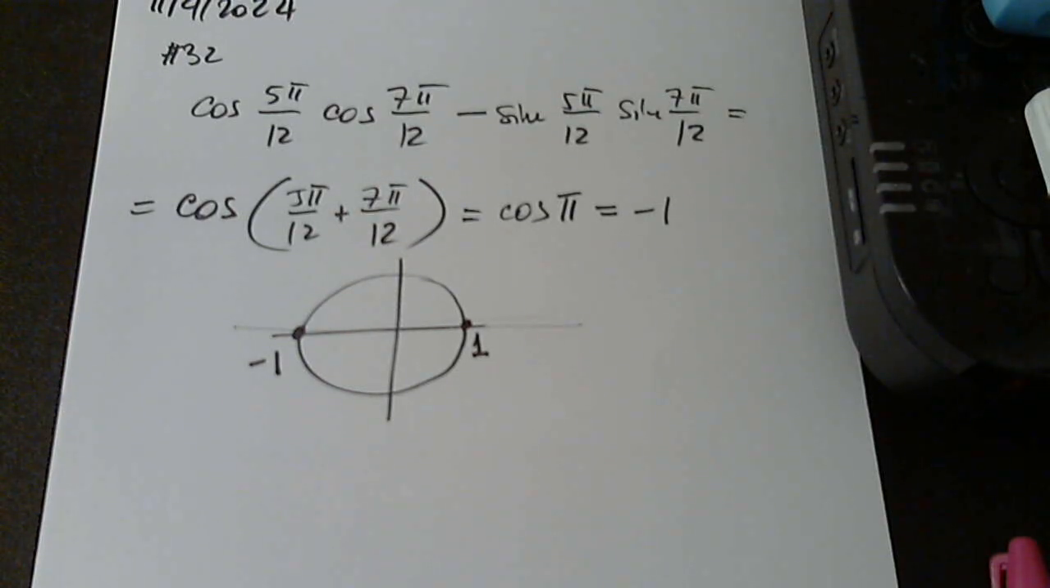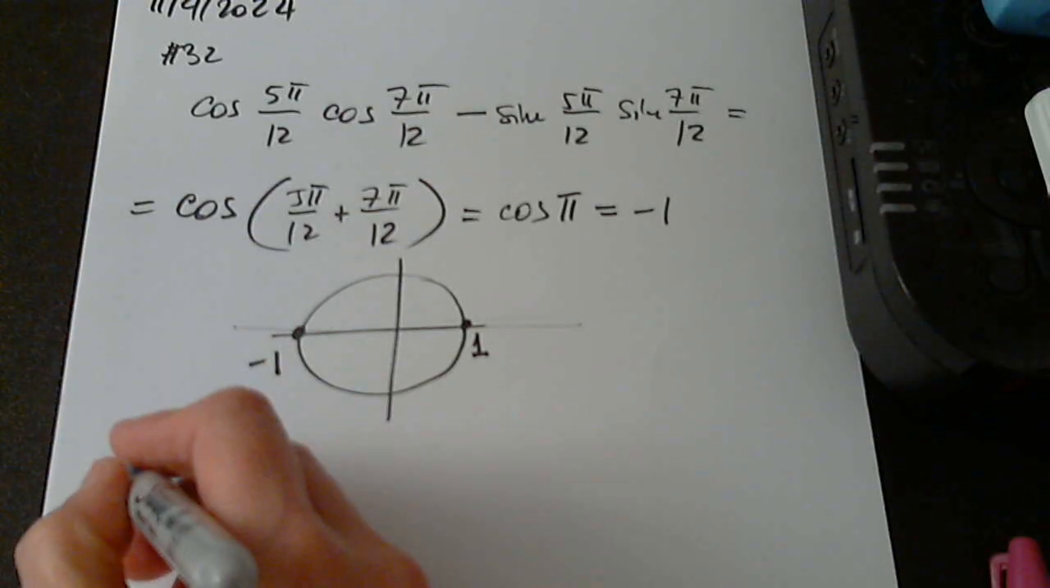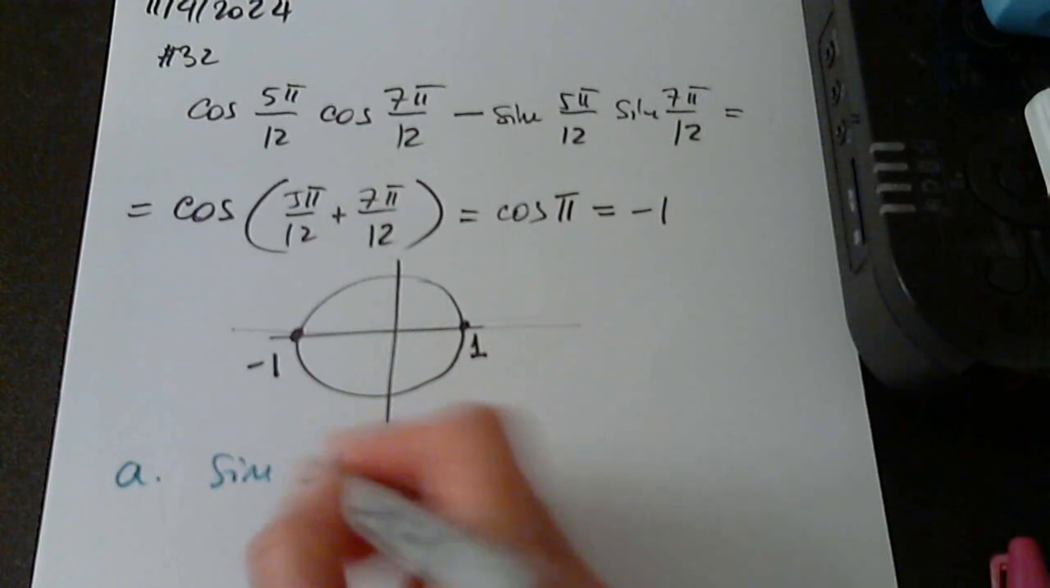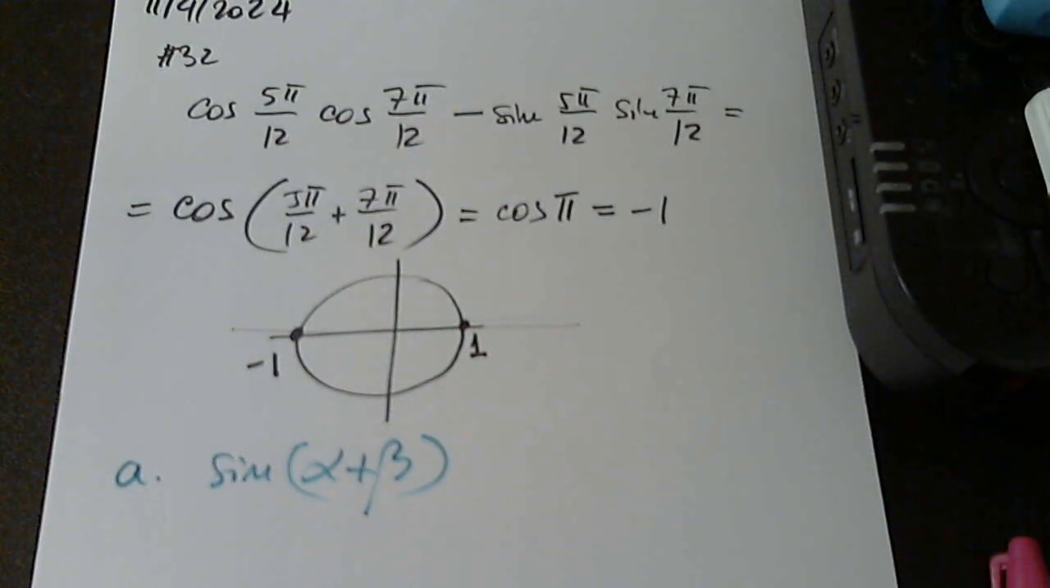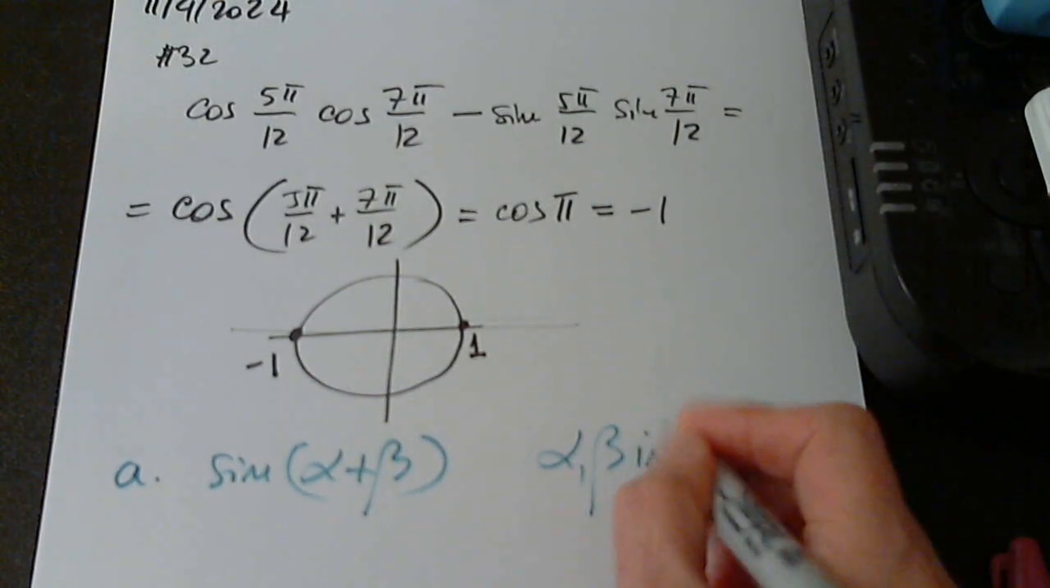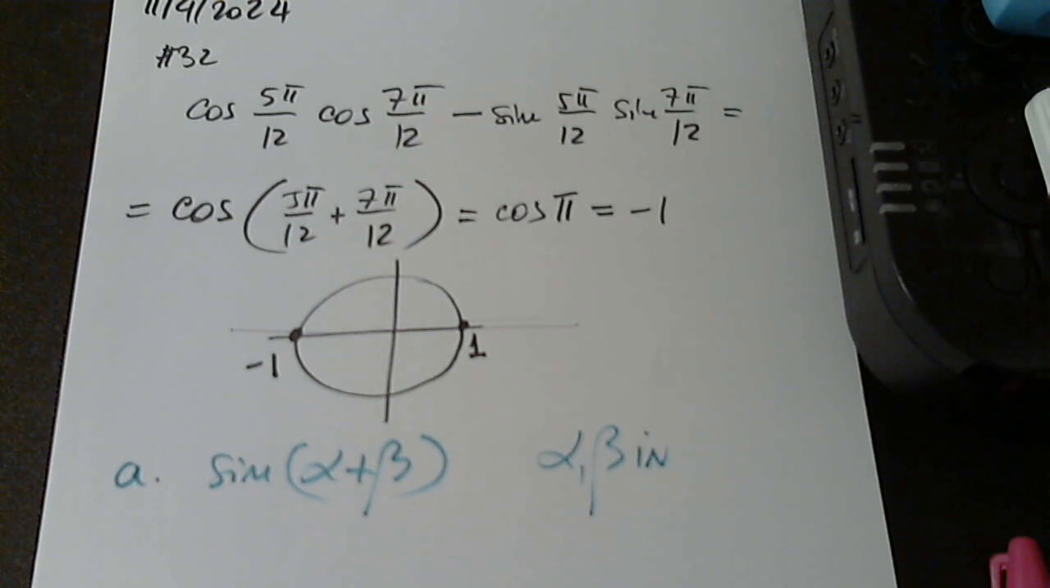Can you do A? Let's do A. A? The sine alpha plus beta? Yes. Okay, perfect. So here's what we have. Alpha and beta appear to be in the same quadrant. Can anyone identify the quadrant for alpha and beta?